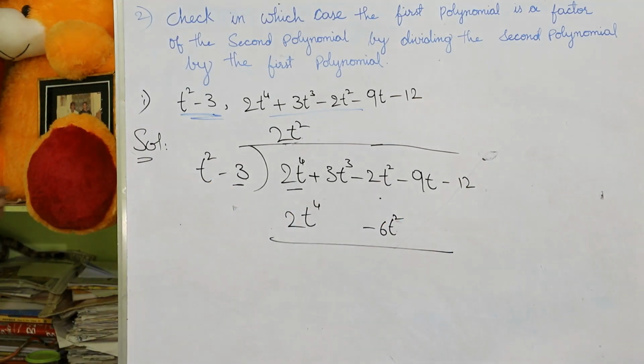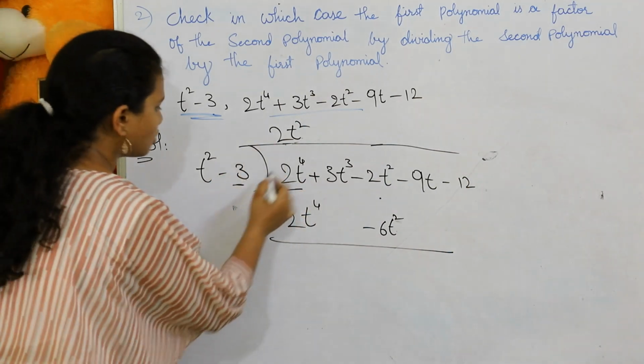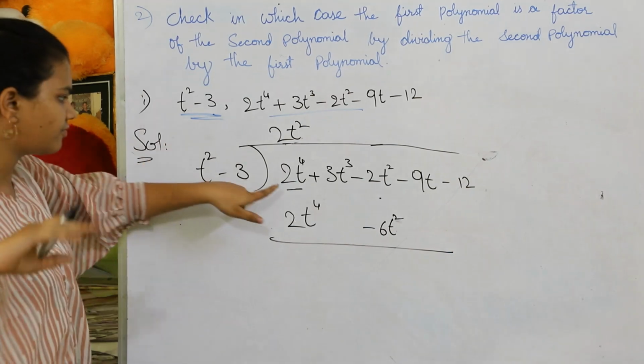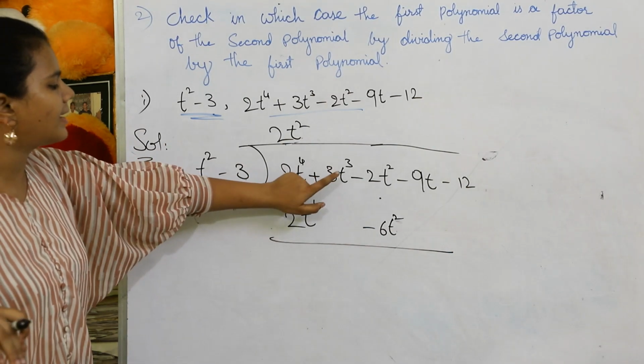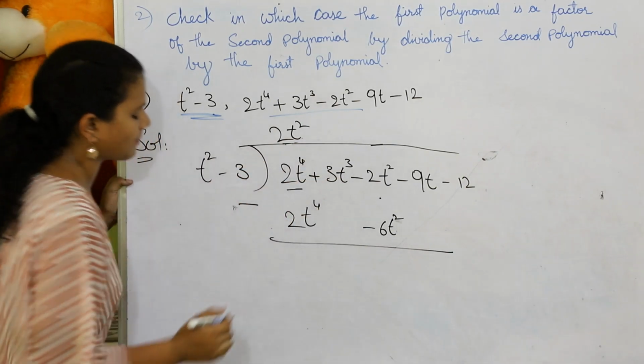Are you getting it? Minus 6t square. Clear? Now what you do? So subtract this equation with the lower equation, right? We must subtract the upper equation, like the first equation, with the second equation. So what you do? You go with the subtraction form.